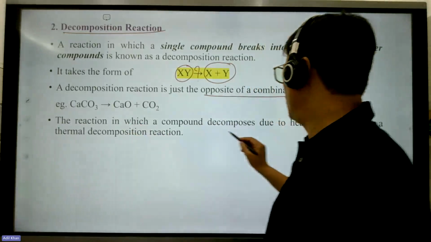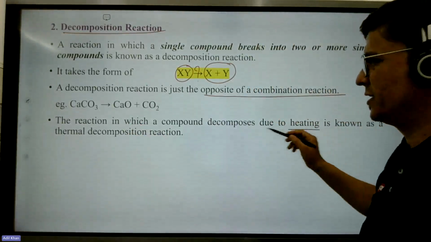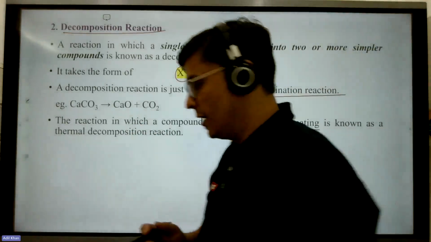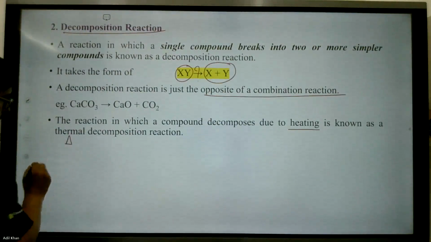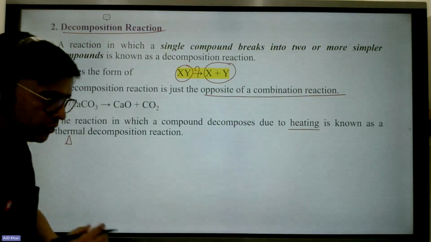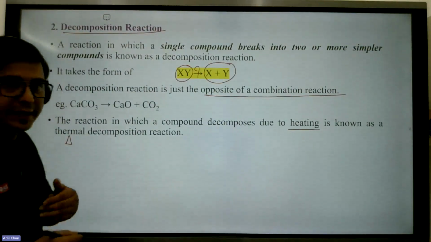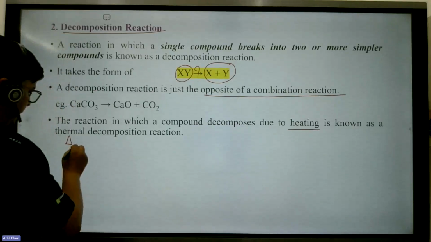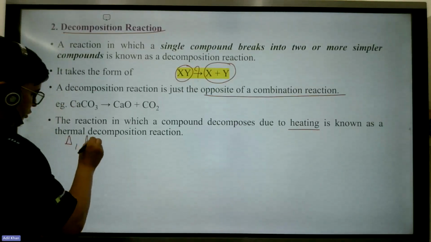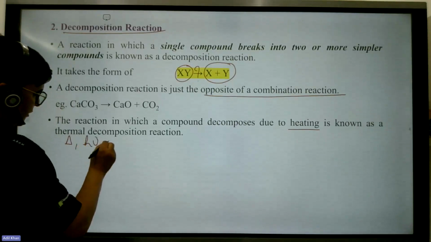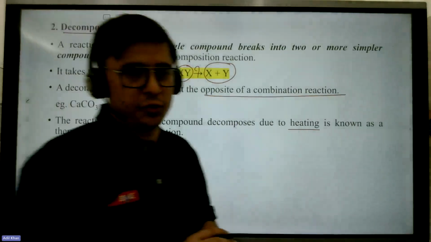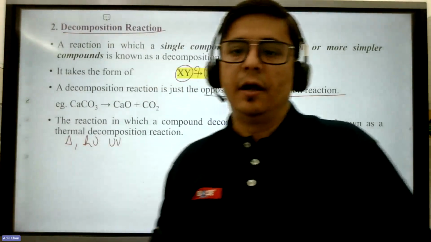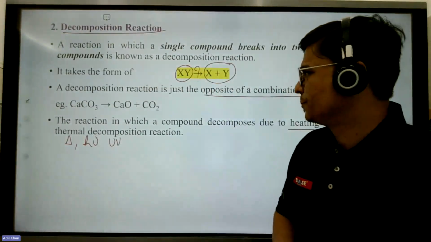The reaction in which a compound decomposes due to heat is known as thermal decomposition reaction. So if you apply heat, which is represented by delta, it is known as thermal decomposition reaction. But if you apply sunlight, which is represented as h nu, or we also write it as ultraviolet, then it is known as photo decomposition reaction. Photo means light.